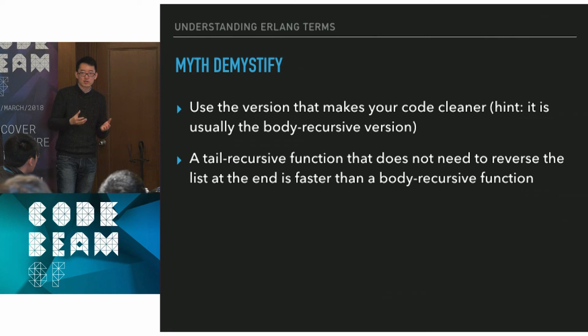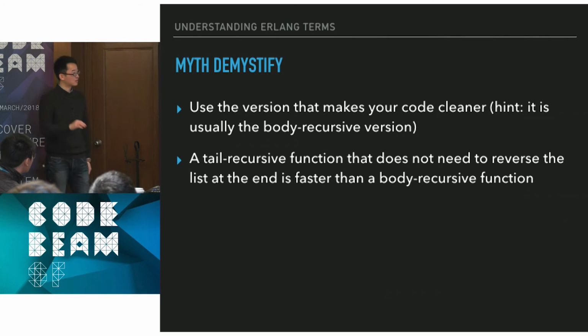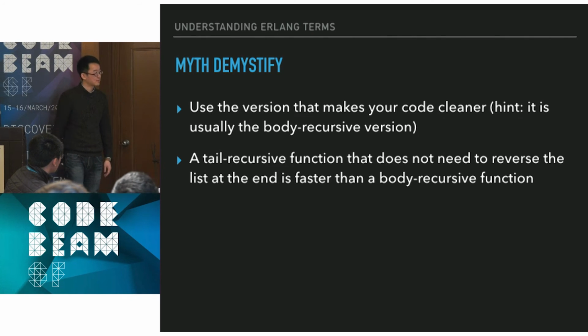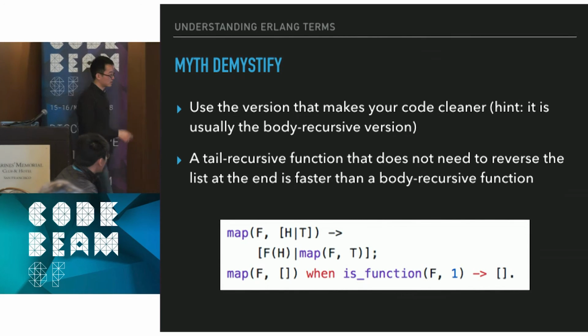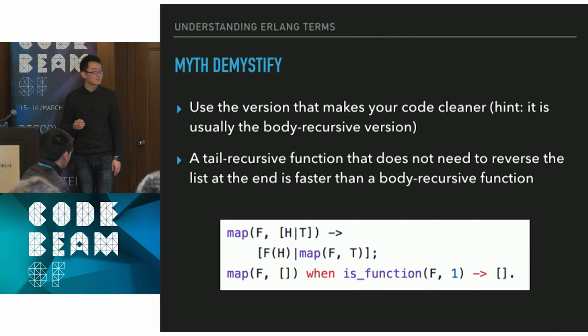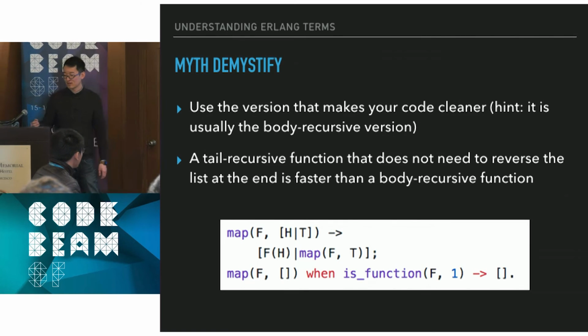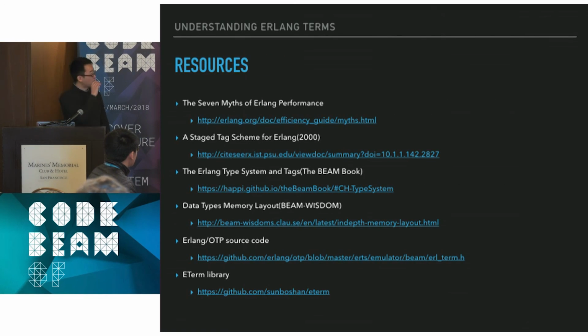But if we don't need to reverse, or if we don't even need to build a list, for example, we're just adding something up, we'll definitely just use the tail-recursive function, so that the stack and the heap will all stay the same. Actually, when we look at the implementation of the list map function, it's just a very plain, simple body-recursive function.